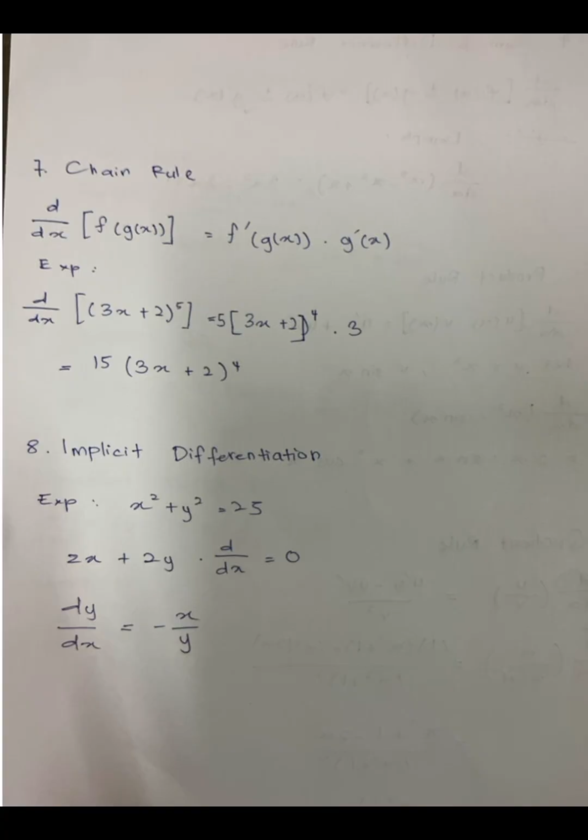Number 7 is the chain rule. The chain rule is used for composite functions, which is a function inside another function, like f of g of x. So we need to differentiate it. Number 8 is implicit differentiation. Implicit differentiation is used when y is not isolated, which means we cannot express y directly in terms of x. So we need to differentiate both sides of the equation, treating y as a function of x, and solve for dy over dx.